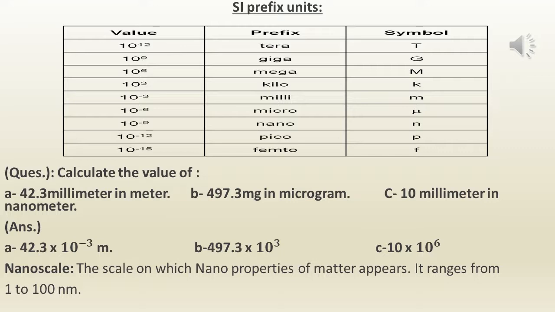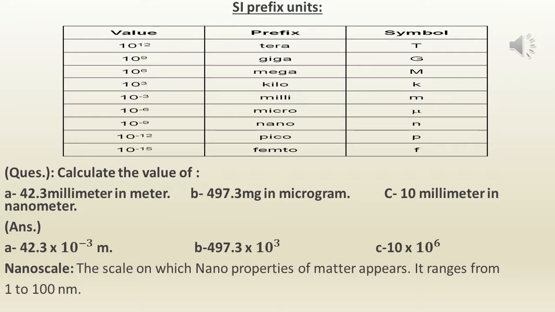Number B, 479.3 milligram in microgram. First, we must convert milligram to gram. We must multiply that value by 10 to the power negative 3. Then, to convert gram to microgram, as we know, from microgram to gram, we must multiply by 10 to the power negative 6. So, from gram to microgram, divide by 10 to the power negative 6.